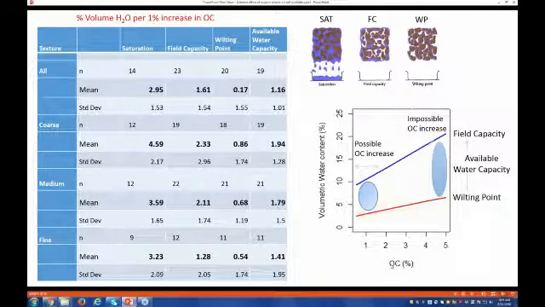So if we plot it, this is organic carbon, from 1%, 2% to 5%, and this is the volume of water, and the upper line is the field capacity. That's the maximum limit of available water, and the lower line is the wilting point. That is the lower limit. If we look at it carefully, and do a bit of calculation, this is the region where there's a possible increase in organic carbon or organic matter. Say your soil is degraded, at 0.5% organic carbon, and you want to raise it to 1.5. This is the possible organic carbon increase that you can get.